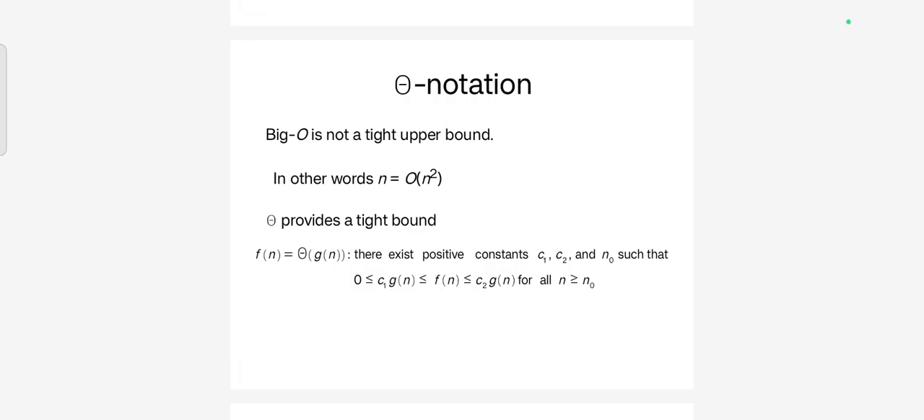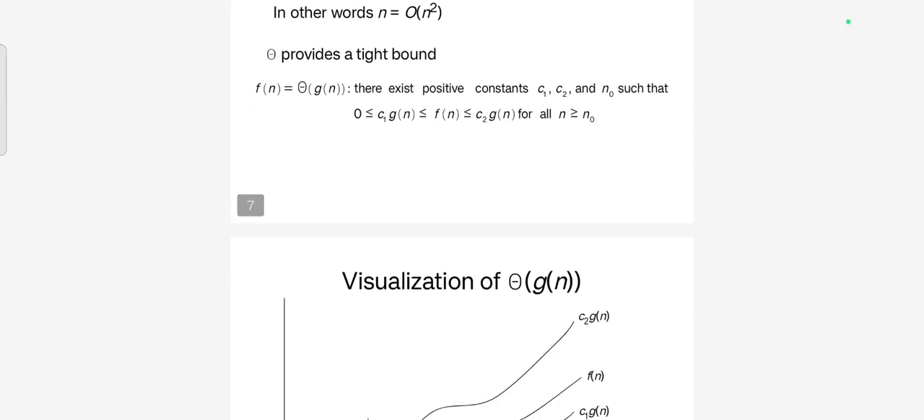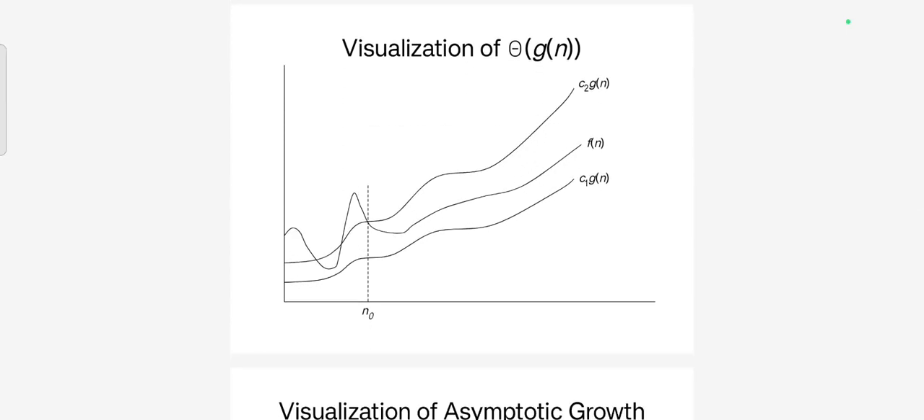Then for theta, theta is not a tight upper bound. In other words, n is equal to big O of n square; that is big O. Theta provides the tight bound. It's always the tight bound. So f of n equals theta of g of n. Let's see here. We have f of n and two constants, c1 of g of n and c2 of g of n. It implies that f of n lies between c1 g of n and c2 g of n, so it is always equal to g of n in order.